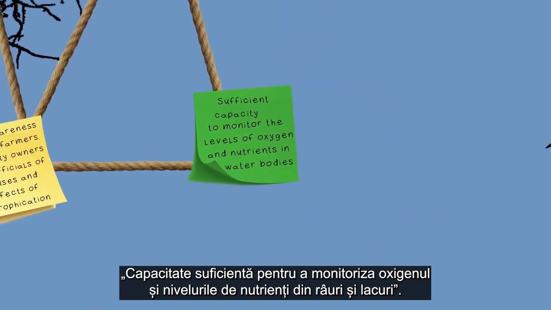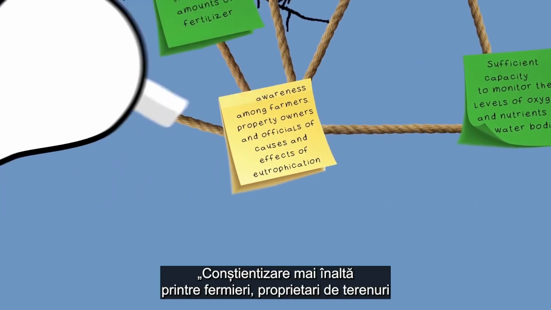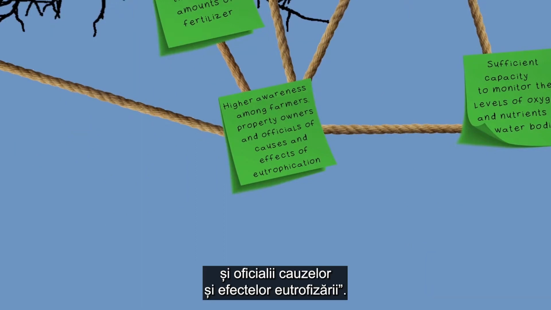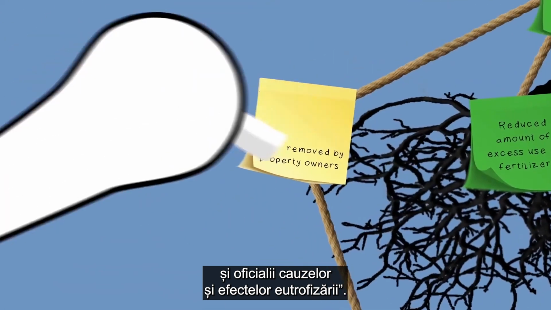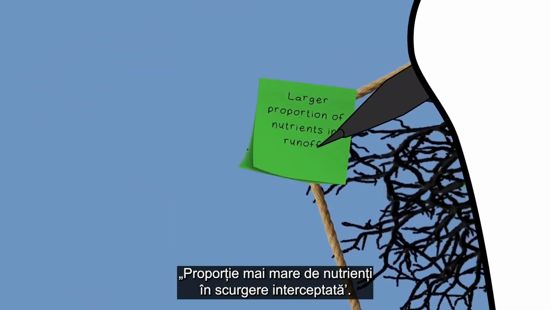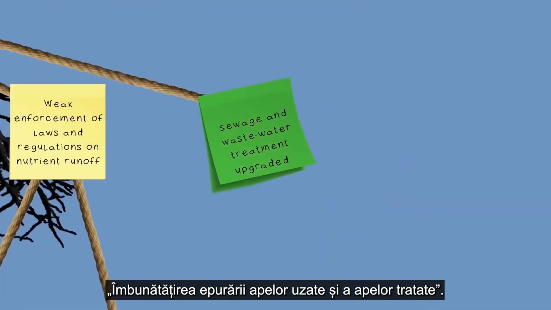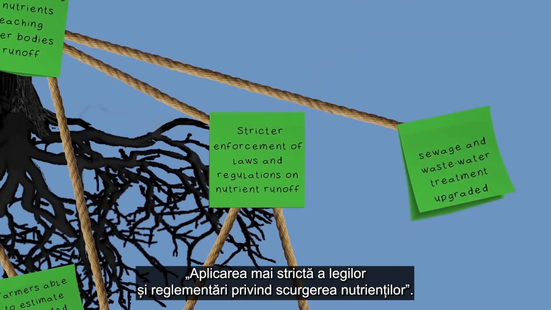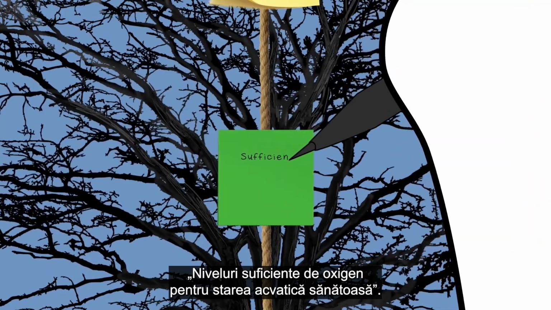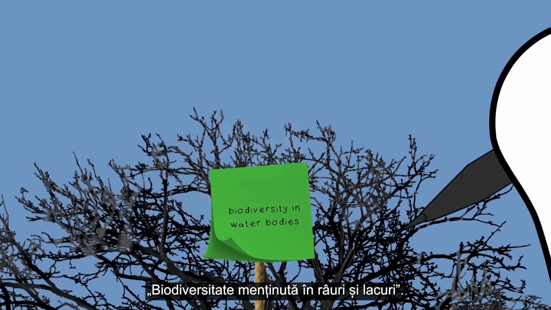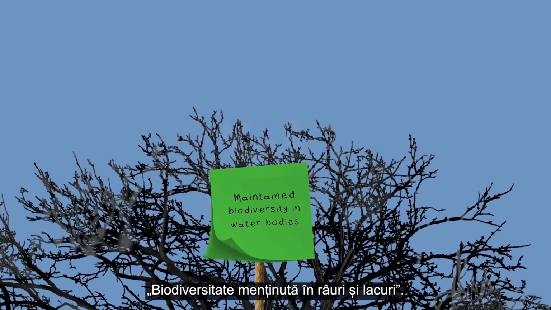Sufficient capacity to monitor oxygen and nutrient levels in water bodies. Higher awareness among farmers, property owners and officials of causes and effects of eutrophication. Larger proportion of nutrients in runoff intercepted. Sewage and wastewater treatment upgraded. Stricter enforcement of laws and regulations on nutrient runoff. Sufficient levels of oxygen for healthy aquatic state. Maintain biodiversity in water bodies.